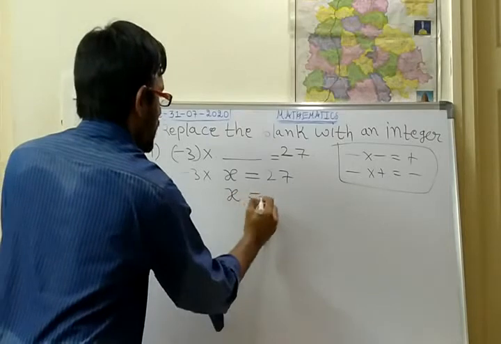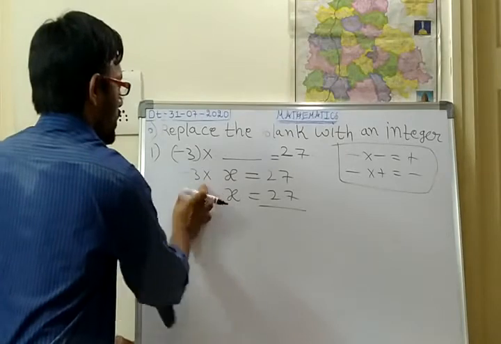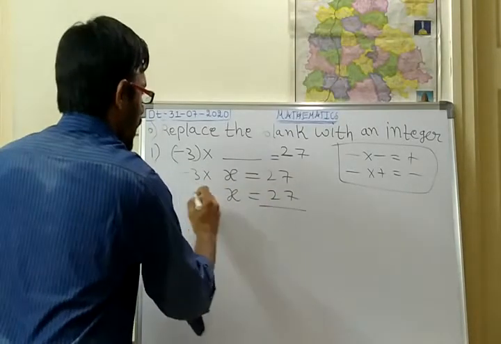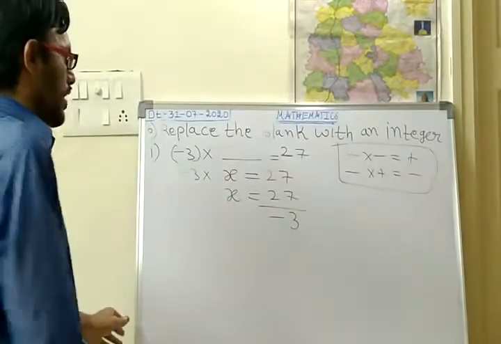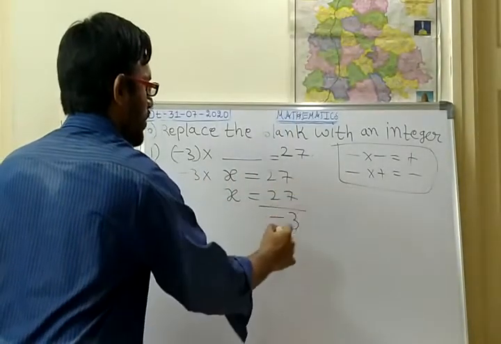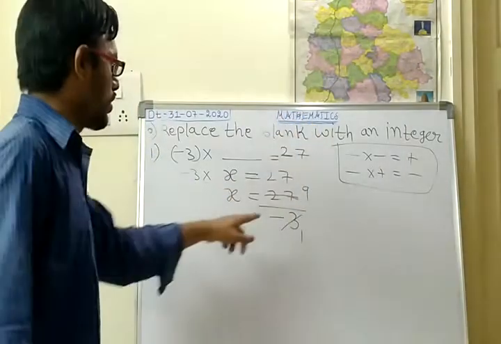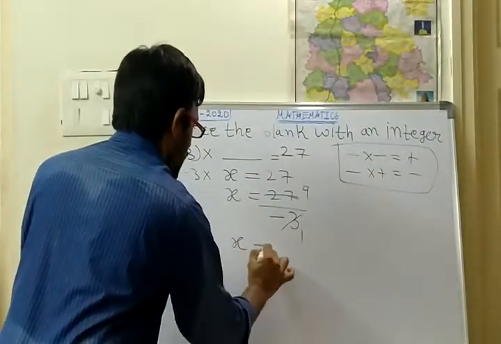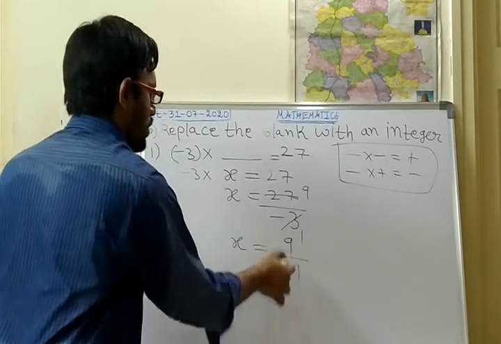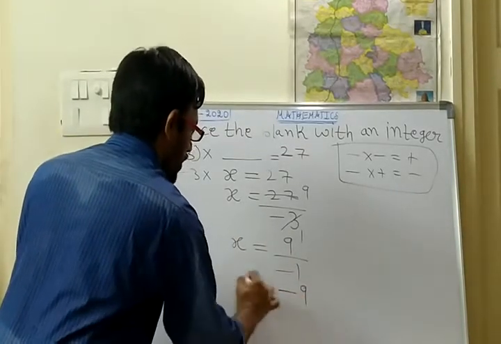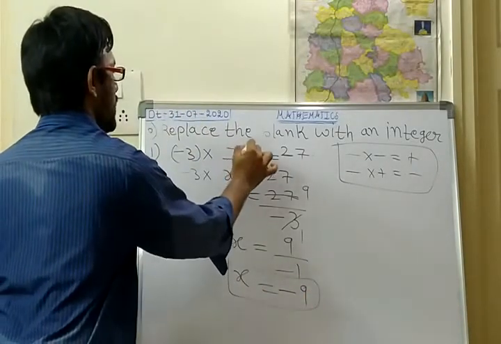x is equal to 27 by, so here multiplication is there; if you send this to that side it becomes division. So 27 by minus 3. In the 3 table, 3 nines are 27. So x is equal to 9 by minus 1. The minus will come upside, so x is equal to minus 9. In the blank, minus 9 is the answer. Like this you have to do.